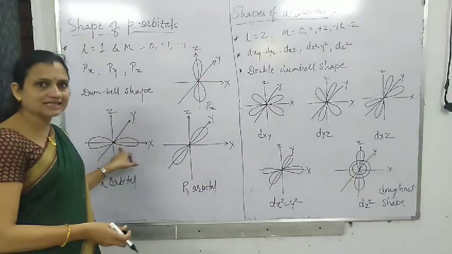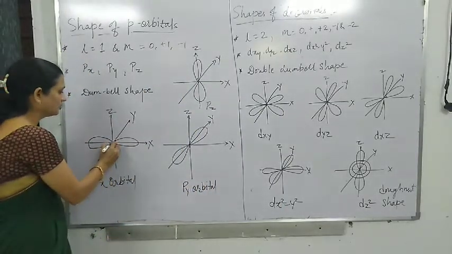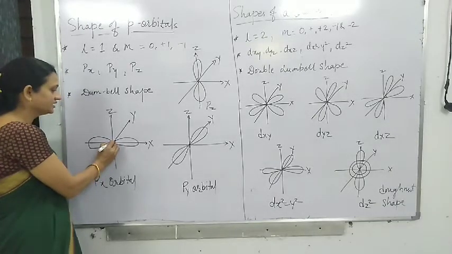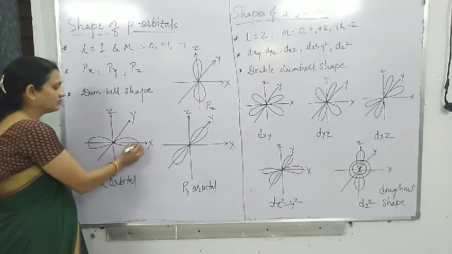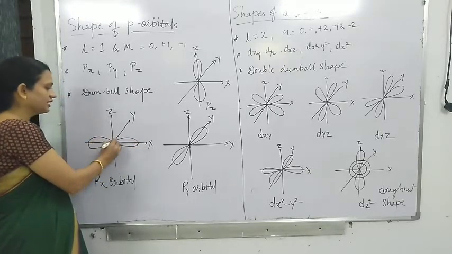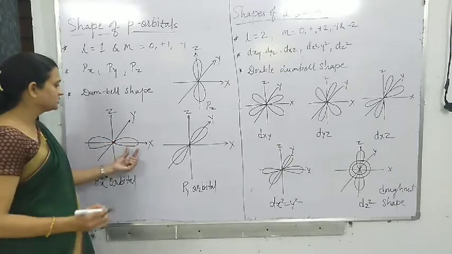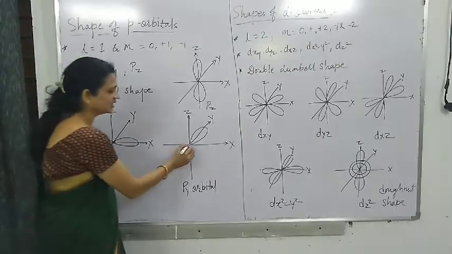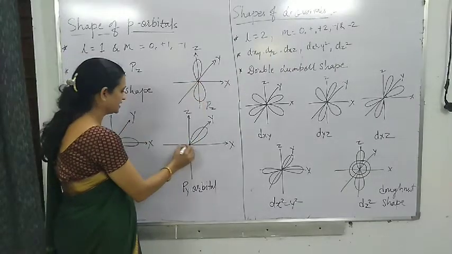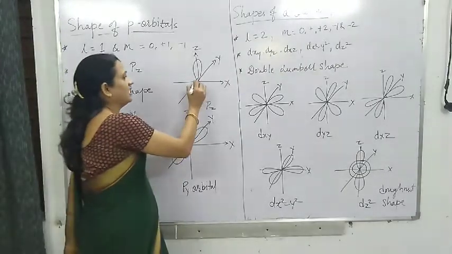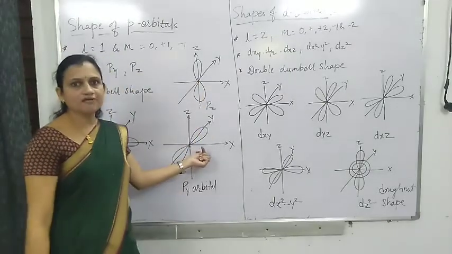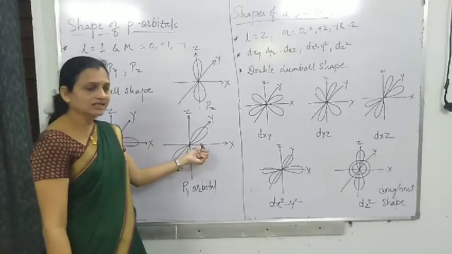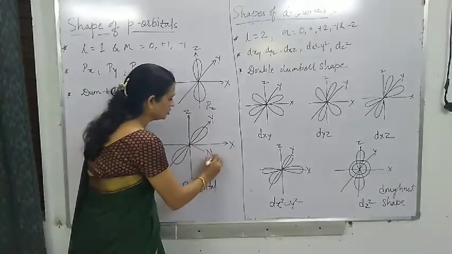What happened in this case? Here the curve starts from the origin. This is the origin. Here there is a probability of finding an electron, and again here, which means we can locate the electron on both sides. But there is one stage reached here, in between, where the probability of finding an electron is 0 or very minimum. Therefore this point is known as a node.